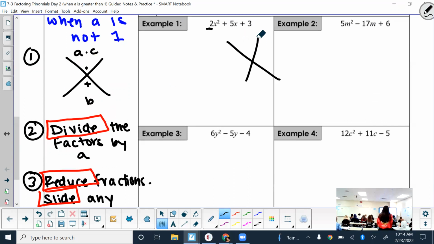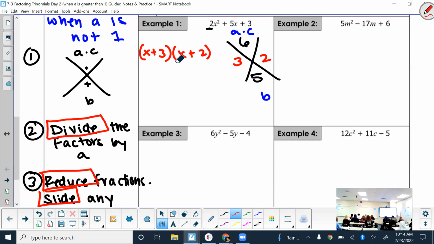So the top number will be what A times C is. 2 times 3, those are the numbers in those positions. What's 2 times 3? And then the number in the B position will go on the bottom, which is 5. So if you didn't catch that, A times C on top, B on the bottom. And then I need 2 numbers that multiply to 6, but add to 5. Good. And then set it up like we did in the last lesson. So far I have x plus 3 and x plus 2.